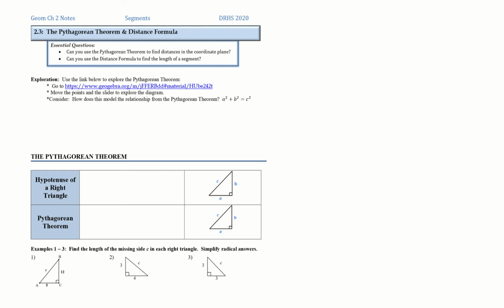Hello, we're doing 2.3 today for geometry, and that is the Pythagorean Theorem and distance formula. So we're going to start off with the exploration. If you want to take a second, pause this video and click on the link, type the link, and try this exploration out.